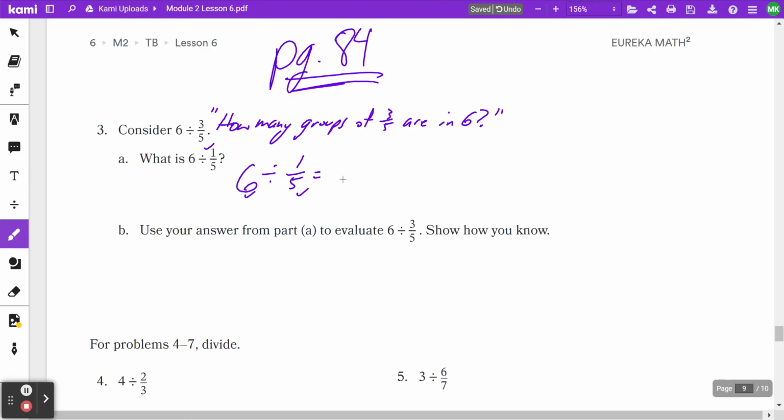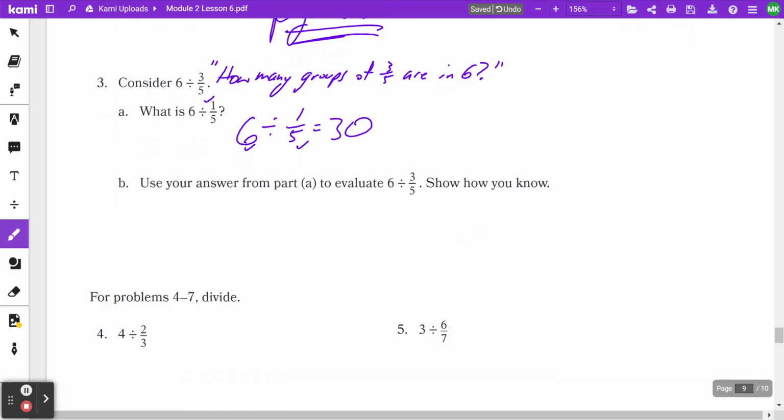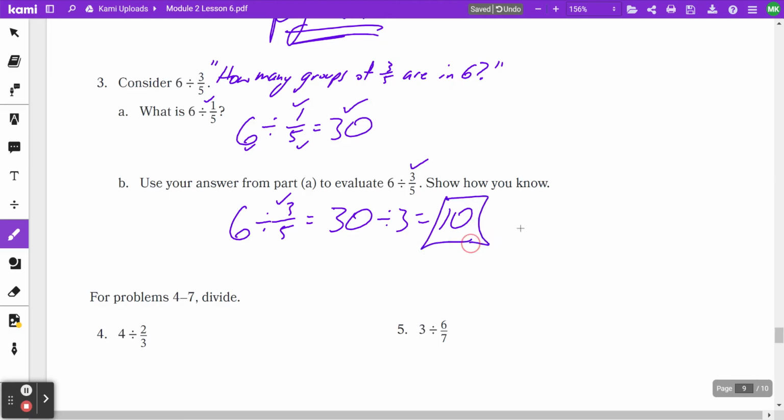Well, if I'm taking 6 wholes and splitting them into fifths, I should have 30 fifths. So 30 parts. Well, if that's the case, now we can say, if I'm going to triple the size of the groups, then I need to take how many I had and divide it by 3. There I was 1/5. Now they're 3/5, so it's triple the size. So I'm going to take my 30 and divide it by 3, and I wind up with 10. And there's my answer. So how many groups of 3/5 are in 6? The answer is 10.